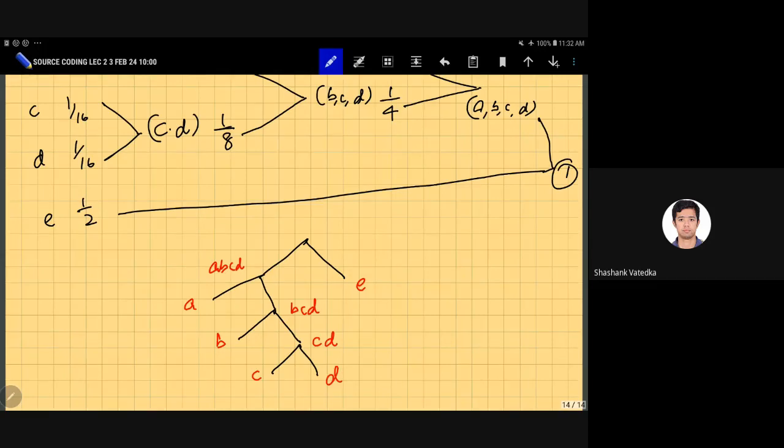So now that I have this tree, I just label the edges of the tree with zeros and ones. And I automatically get a prefix-free code. So the code word for A will be 0, 0. The code word for B will be 0, 1, 0. The code word for C will be 0, 1, 1, 0. The code word for D will be 0, 1, 1, 1. And the code word for E will be just 1. All right. Any questions here?